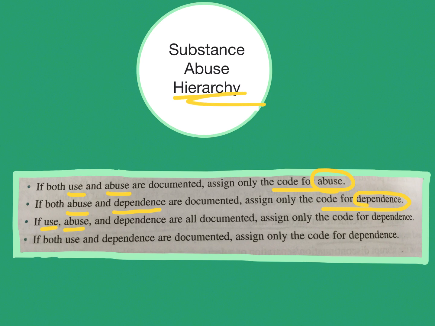If use, abuse, and dependence are documented, assign only the code for dependence. And if use and dependence are documented, again, assign only the code for the dependence.